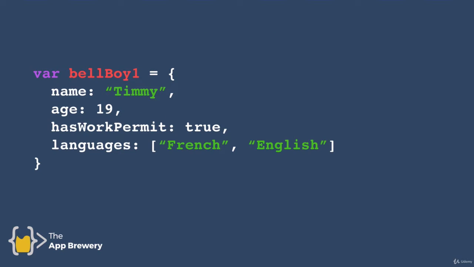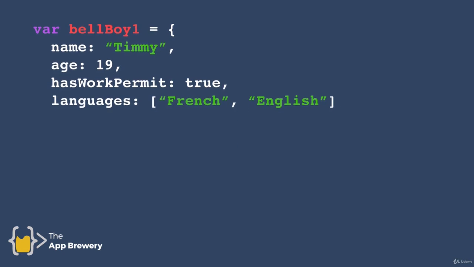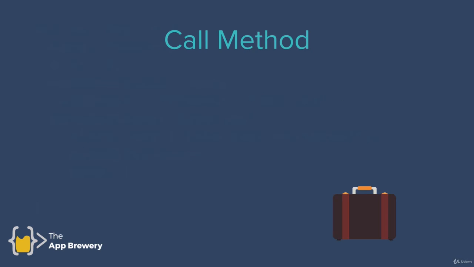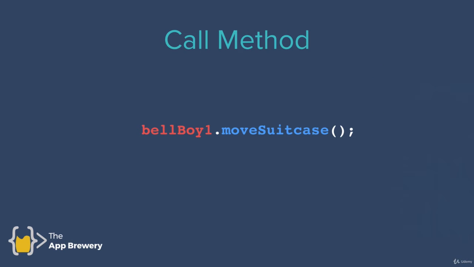But in our previous syntax, if we wanted our object to also have an associated function, then all we have to do is provide the name of the function as a new parameter, and then colon, and then after the colon, we just put in the anonymous function. And now our bellboy1 has a method, which remember is just a function that's associated with an object. And if we had a suitcase in the lobby, then we can simply call the method and say bellboy1.moveSuitcase and perform that method.